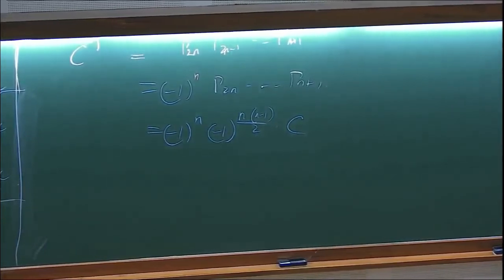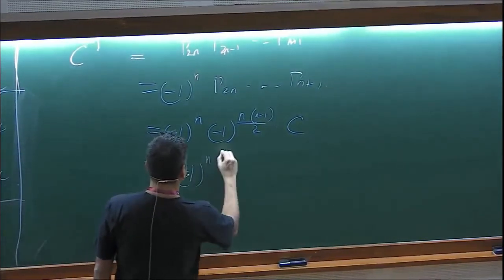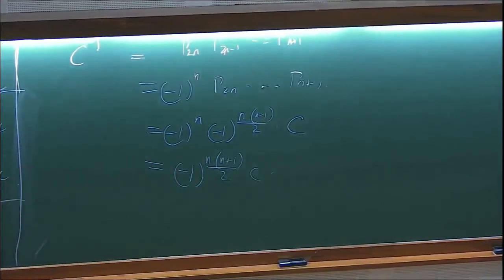Is this clear? Okay. Which is equal to (-1)^(n(n+1)/2) times C. That's great. Questions or comments about it?